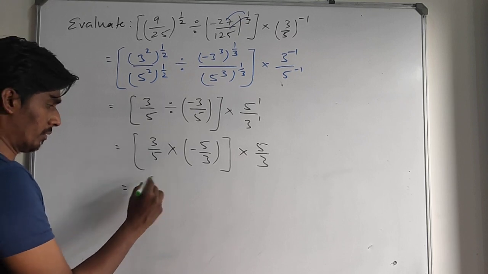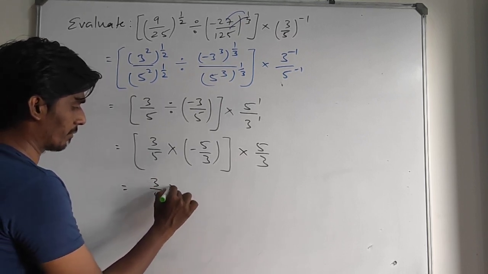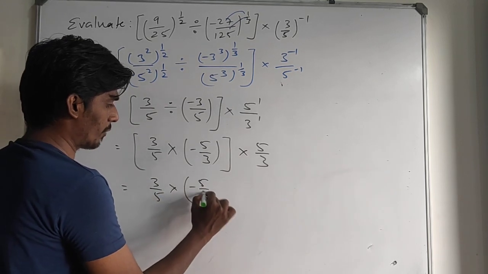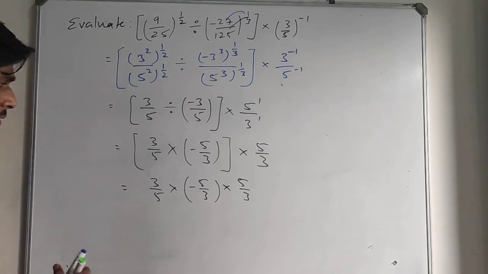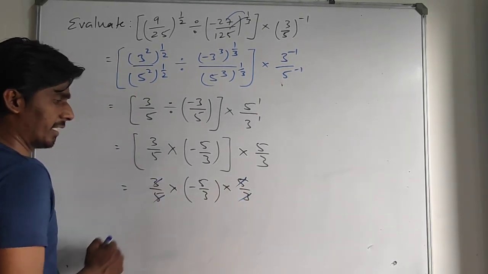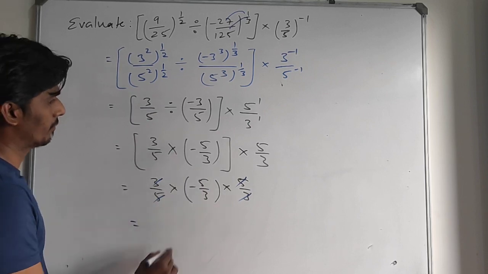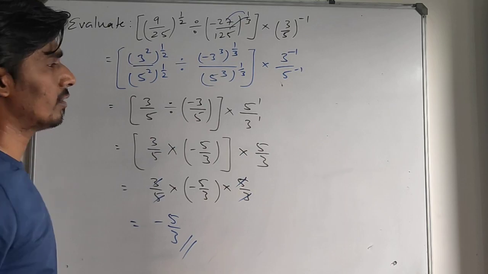Now open this bracket. So 3 by 5 into minus 5 by 3 into 5 by 3. Definitely here this 5 and 5 get cancelled, this 3 and 3 get cancelled. So what is remaining here? It's minus 5 by 3. So this is the way we can solve this sum.